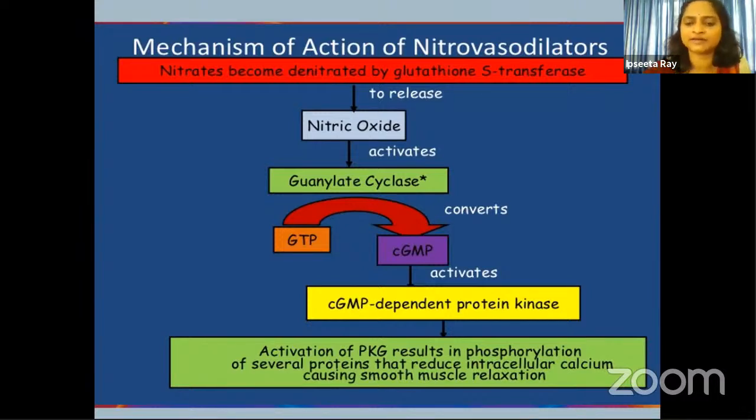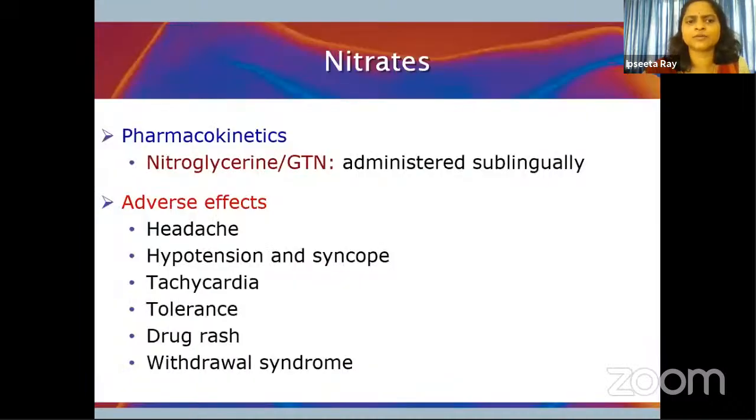When we talk about nitrates, they mainly cause vasodilatation of the veins, so the preload is reduced. And as we had discussed, when the preload is reduced, what reduces is the oxygen demand, and that is the objective in treatment of angina. Now, important pharmacokinetics: glyceryl trinitrate or nitroglycerine is administered sublingually. So for the treatment of acute attack of angina, GTN is given sublingually. It has a quick onset of action and a short duration of action. It is highly lipid soluble, and therefore as a sublingual tablet it is effective.